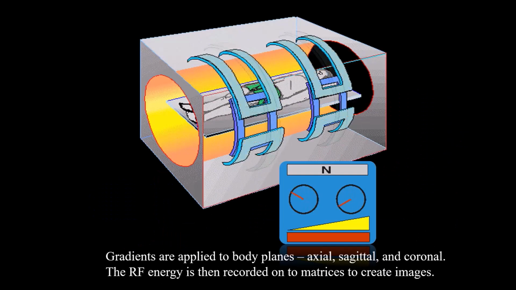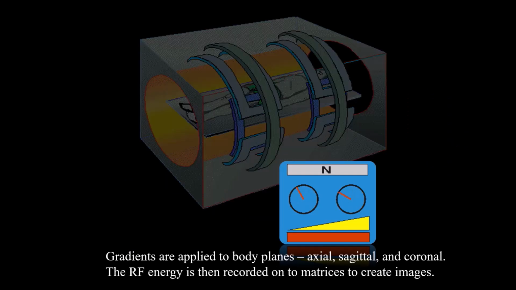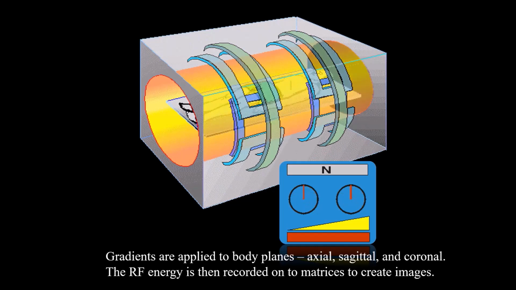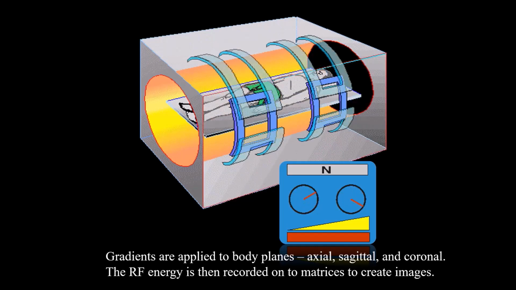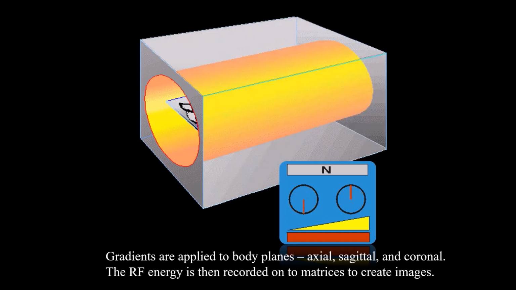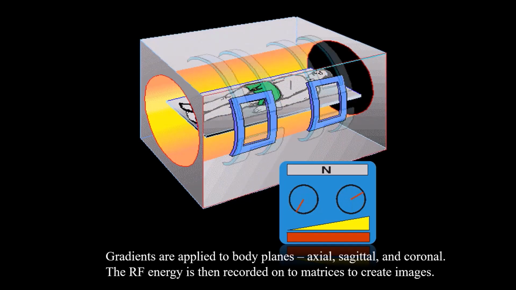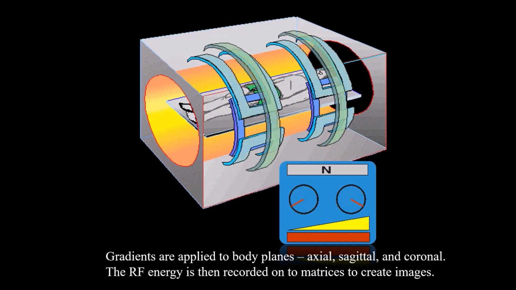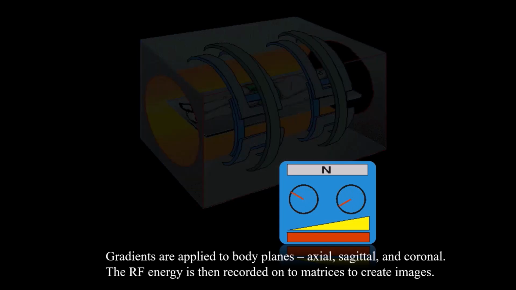Gradient energy is applied to the static whole body energy from the magnet that is magnetizing the body to one level. By superimposing these two different strengths, we're able to locate different areas in the axial, sagittal, and coronal level. The RF energy is then recorded on a matrix to create images.